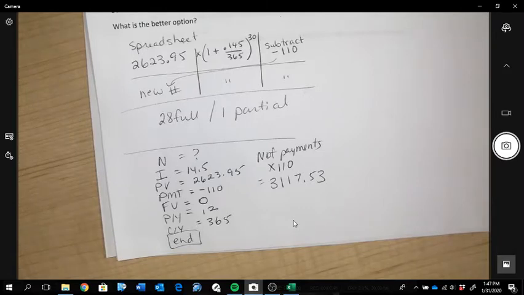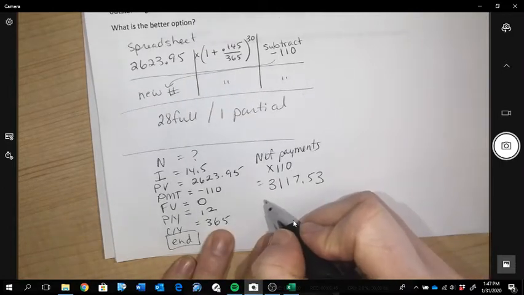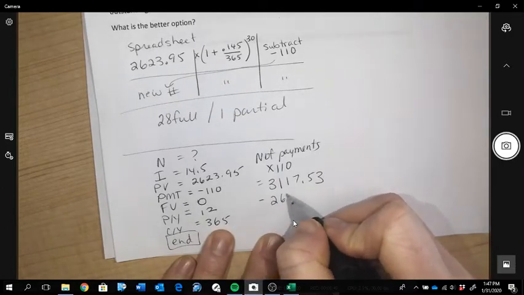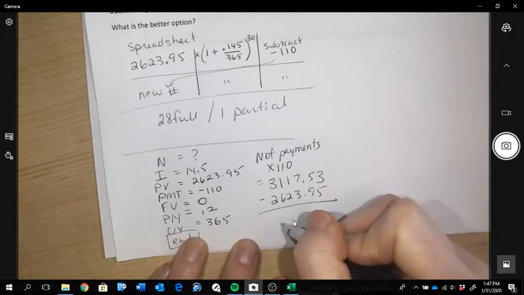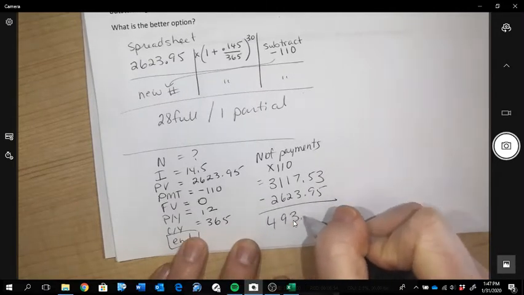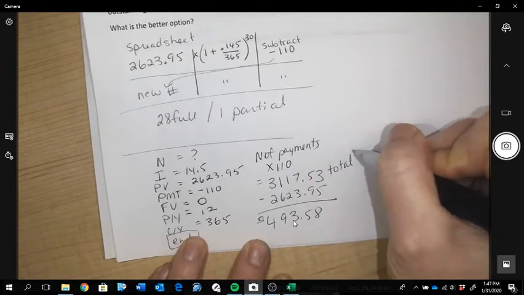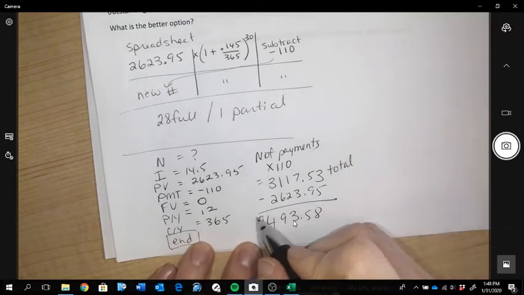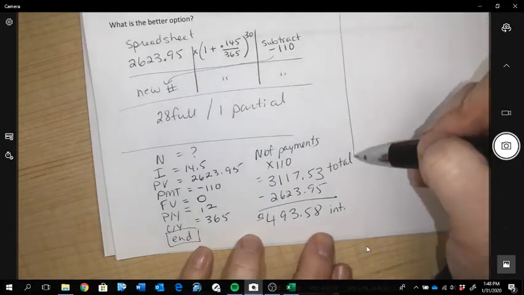So which is a better option? We could calculate the interest if you wanted to, by subtracting the original amount. We don't know what we're comparing yet, so we'll just do the total and the amount of interest just to figure out which one's better.